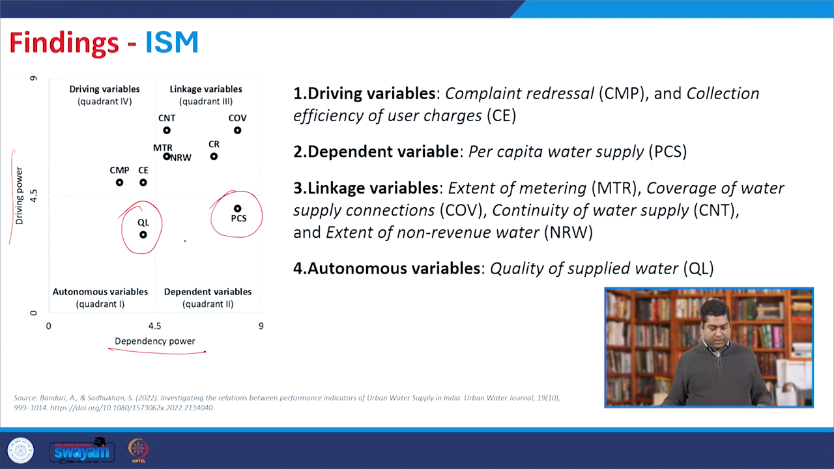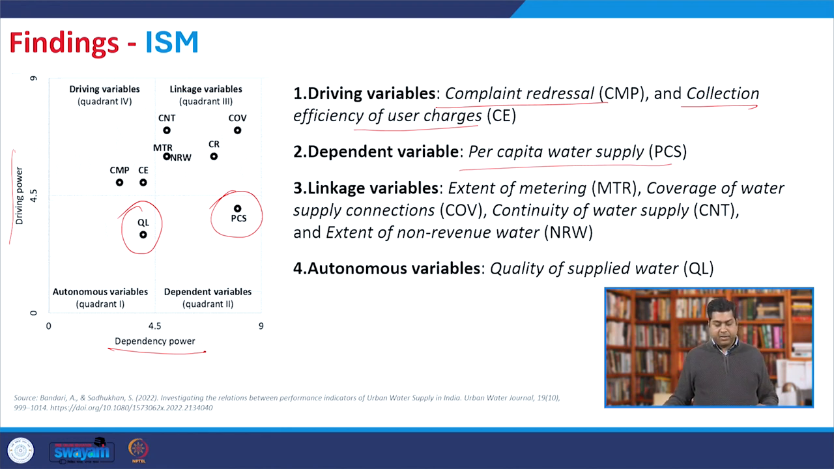PCS, which is per capita supply, is the dependent variable. Next, we have another two, which are your driving variables. So, here we have that there are two. One is the complaint redressal, that is, how many complaints are addressed by the urban local bodies or the operators, and the collection efficiency of user charges. So, these are different driving variables. Now, coming to the dependent variables, per capita supply is the dependent one, already shown here.